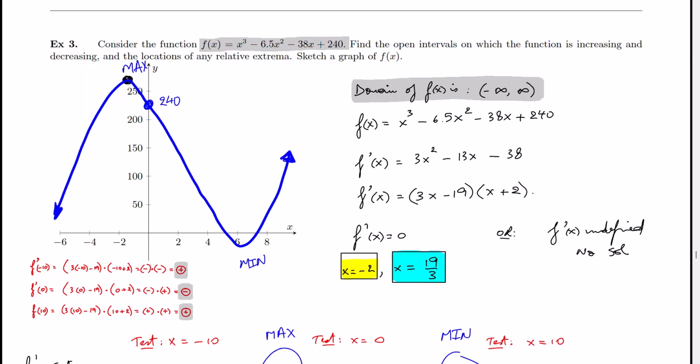So again, a reminder, it doesn't have to be perfect, it just has to look kind of right. And you can indicate the places where you have a maximum or minimum. So for example, in this problem, the maximum was at -2, the minimum was at 19/3. And that's pretty much all we need from you right now. So that's it. We're done with this problem.